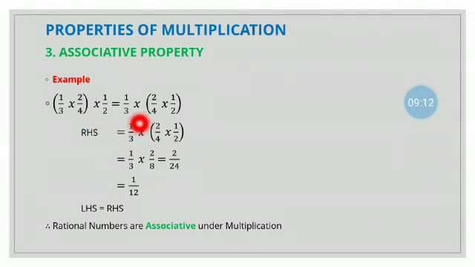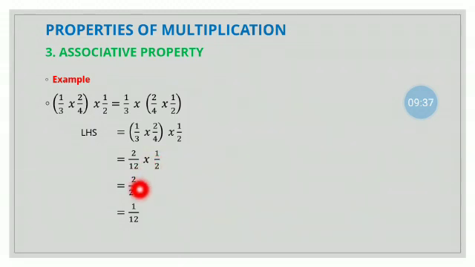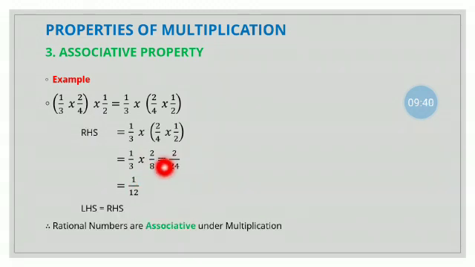RHS equals 1 upon 3 into bracket 2 upon 4 into 1 upon 2. Now here we will solve the bracket first. 2 ones are 2, 4 twos are 8. So now again we will multiply with 1 upon 3. So 2 ones are 2, 3 into 8, that is 24. So 2 ones are 2, 12s are 24. So I got answer 1 upon 12. As in LHS I got 1 upon 12, RHS also I got 1 upon 12. Therefore, LHS equals RHS. Rational numbers are associative under multiplication.